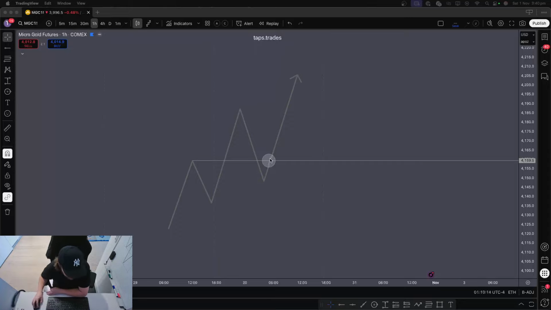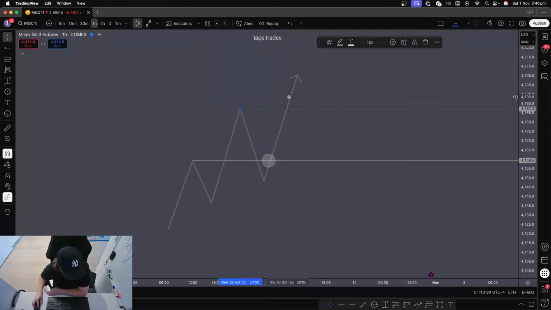So with that, we then look to make an entry at this point of interest and take profits at the next swing high, or you can then look to hold the trade for longer depending on your risk appetite.